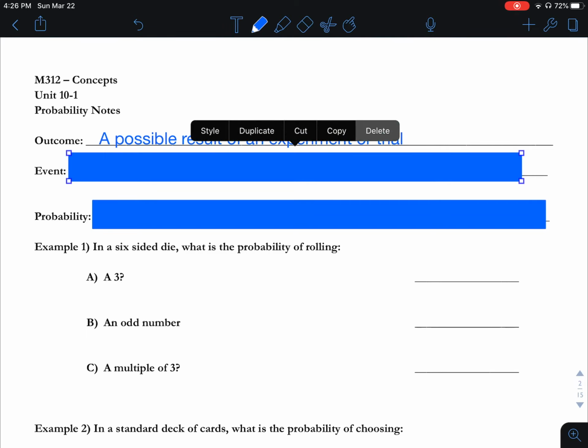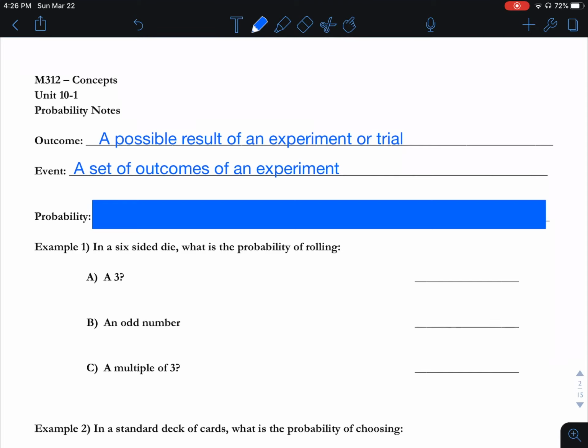And then an event. An event is a set of outcomes of an experiment. Let's say I had a coin and I flipped it 3 times. The first time I flipped my coin, I got heads. The second time I flipped it, I got heads again. The third time I flipped it, I got tails. In this case, my event is heads, heads, tails. Those are the outcomes that I got when I flipped my coin 3 times. That's called an event.